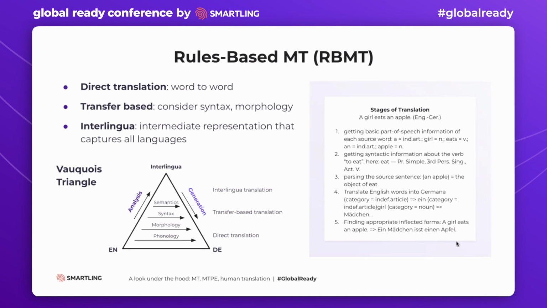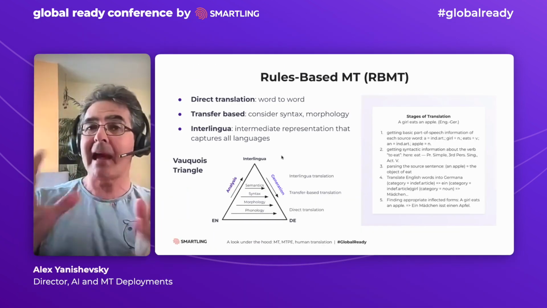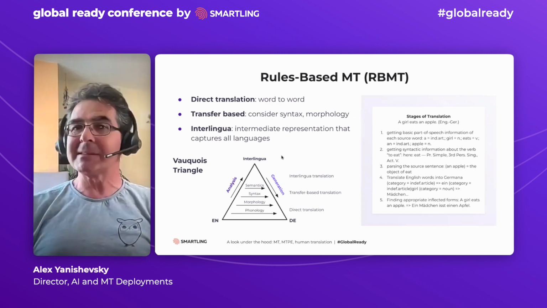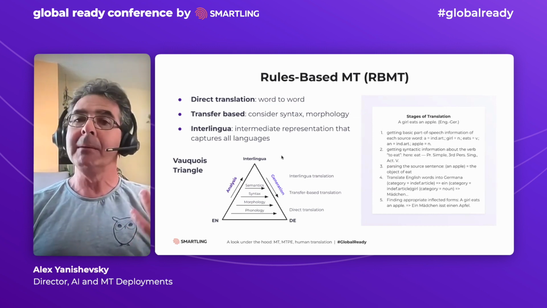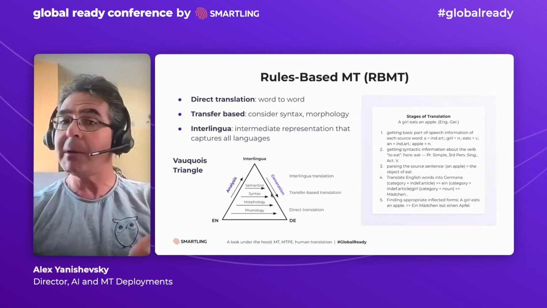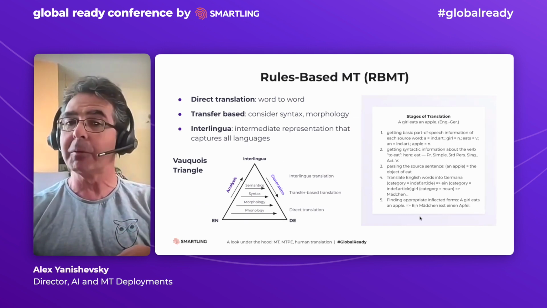Ultimately, what we're trying to get to is, this is called the Vauquois triangle. We're basically trying to get to this point here, which is called an interlingua, which is basically a representation that captures all languages. So kind of letting the proverbial cat out of the bag, we're going to see this a couple slides from now when we talk about neural machine translation engines. At this moment, we don't have it yet because we're just dealing with rules.